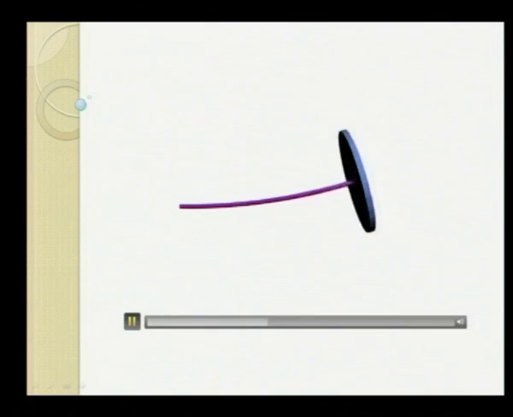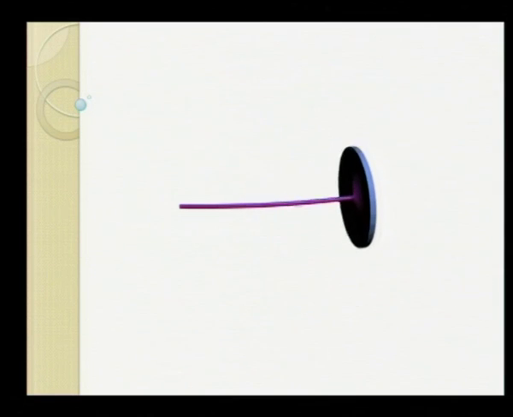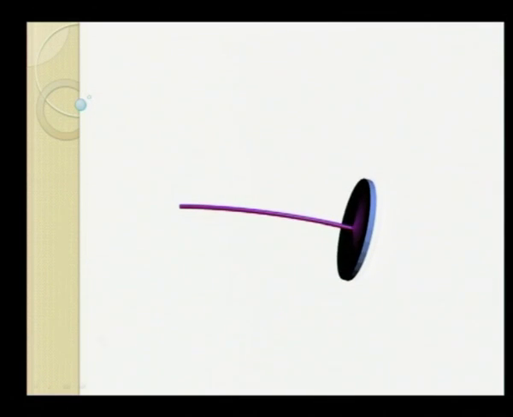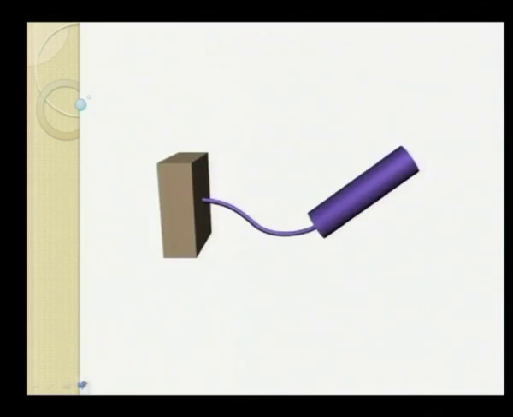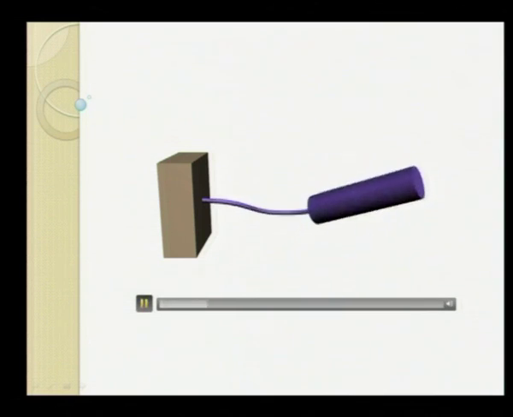This is the animation for pure whirling of the disc about its bearing axis. Here the disc is not spinning, but pure whirling is taking place. This is the animation for the long rotor, in which the whirling in the forward whirl direction is taking place.